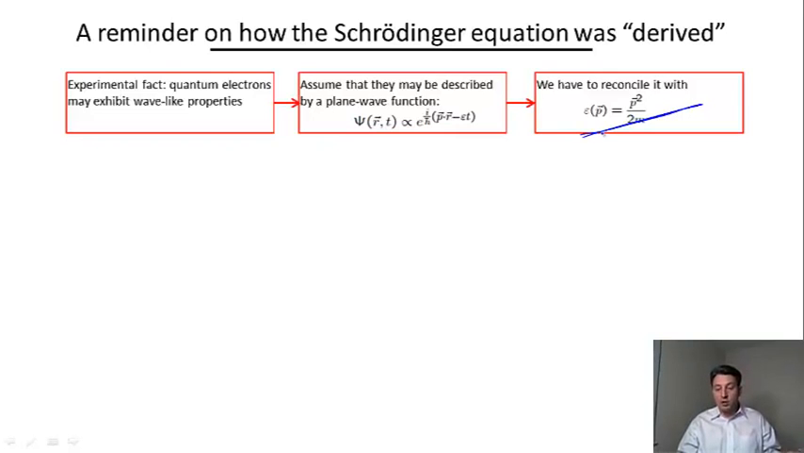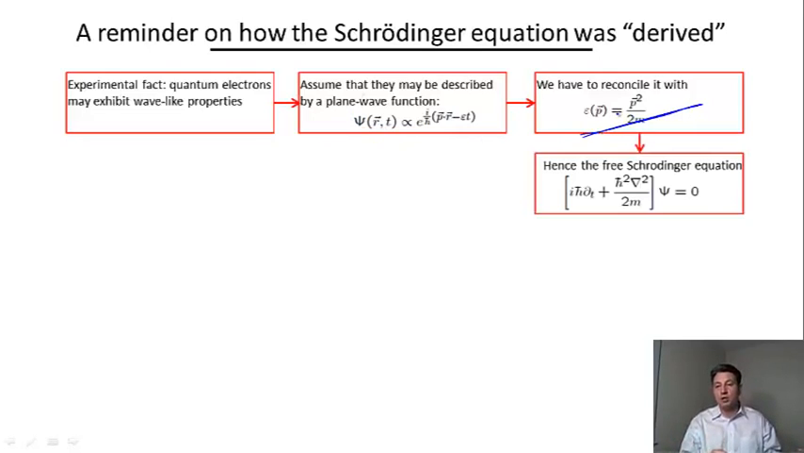Now the equation itself was constructed in order to ensure that the plane wave function would come out as its solution and this dispersion relation would be respected. And so this is what the equation actually looked like, and it involved the second derivative with respect to the coordinate and the first derivative with respect to time.